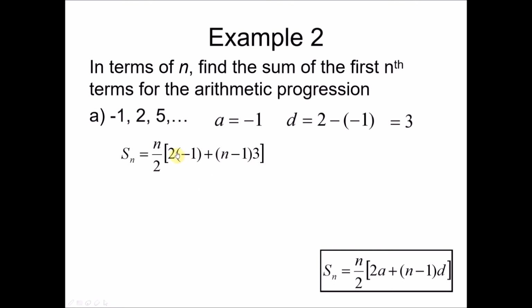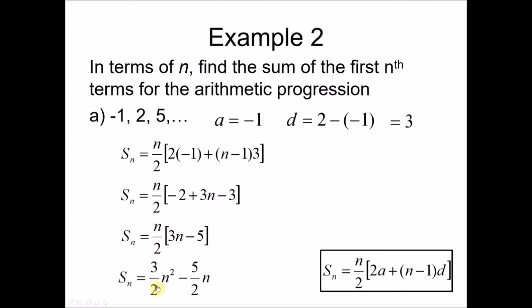After we simplify, 2 times -1 you get -2, 3 times n you get 3n, 3 times 1 you get -3. Then you simplify this, -2 minus 3 you get -5 here, 3n is here, and you just multiply this. n over 2 times 3n you get 3 over 2 n squared. n over 2 times -5 you get -5 over 2 n. So this is the answer in terms of n.